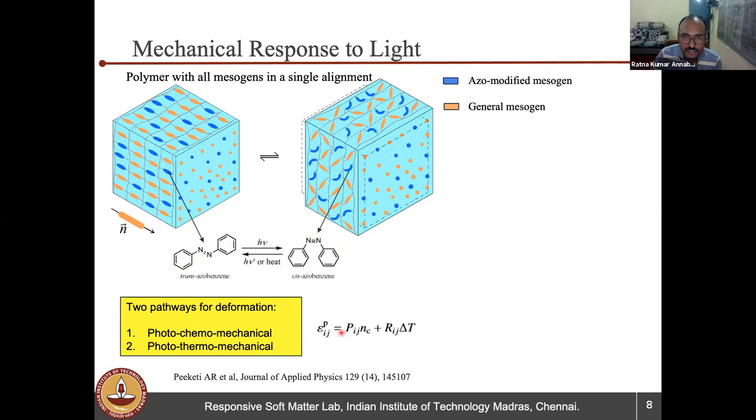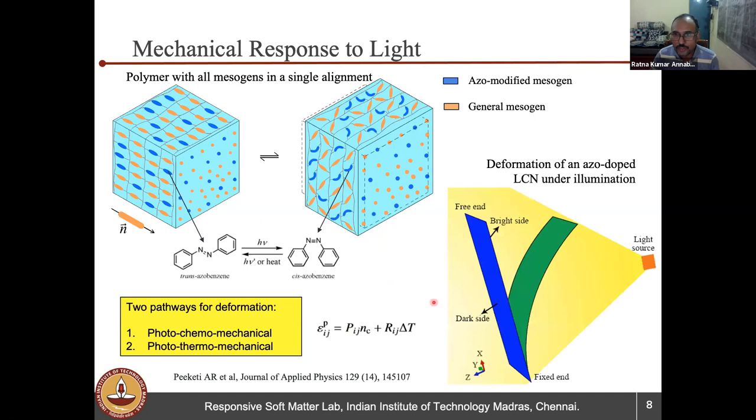These strains are called photostrains, and can be written as the contribution from the photochemomechanical part and the thermomechanical part, right? It is very similar to our bimetallic strip problem, wherein you have two different thermal expansion coefficients and then the material bends, or even if you have the same thermal expansion coefficient, if you have a temperature gradient through the thickness, then also the material bends. Something like that is the second term. And the first term represents your trans to cis configuration, and your NC is the concentration of cis molecules in the system. Okay, so that's what we have here.